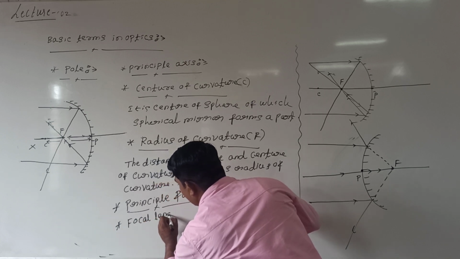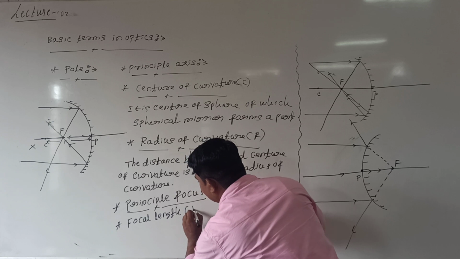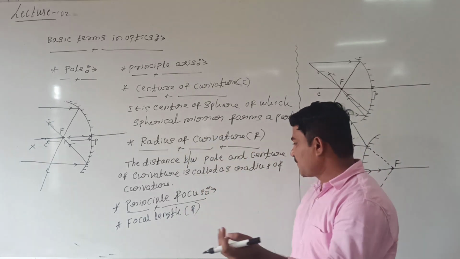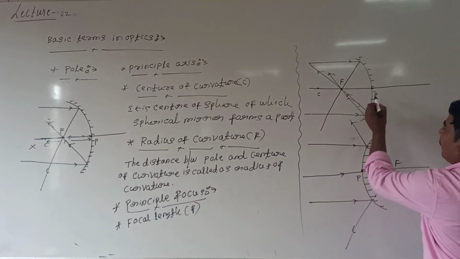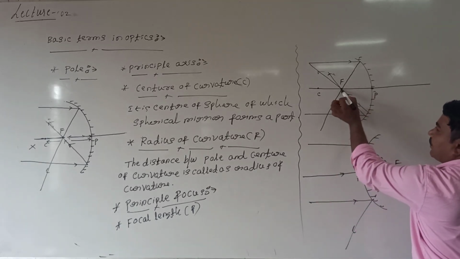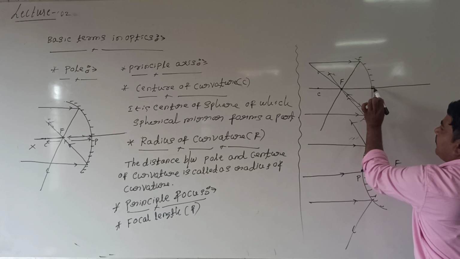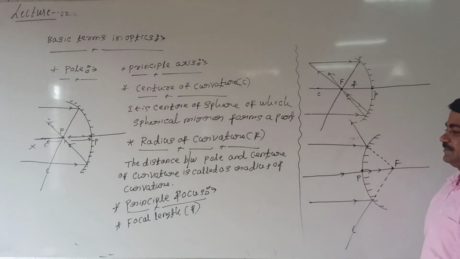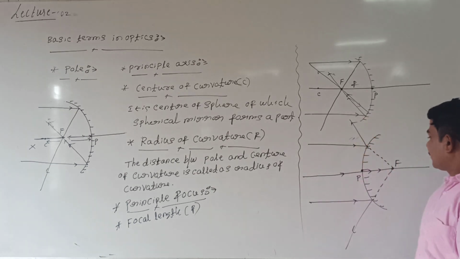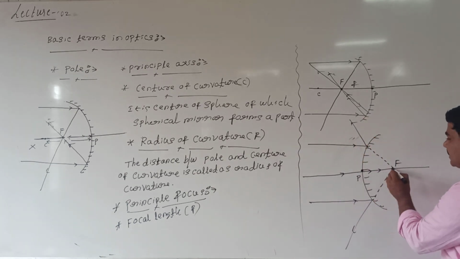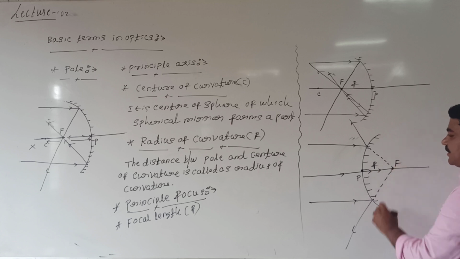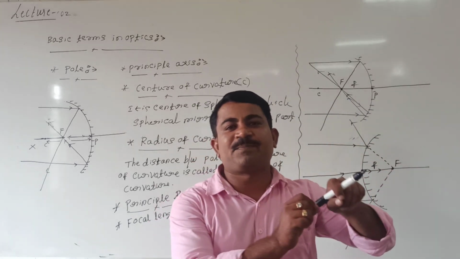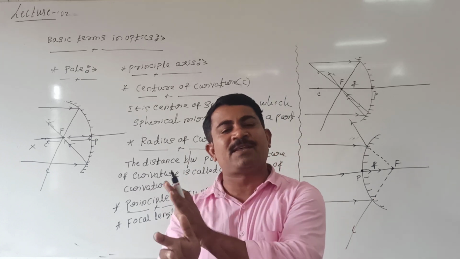That I can call focal length. Focal length can be represented by the quantity f. What is focal length here? This I can call pole. This I can call principal focus. The distance between pole and principal focus, this we are calling focal length. Are you following? Simply, the distance between pole and principal focus is called the focal length of the given surface.